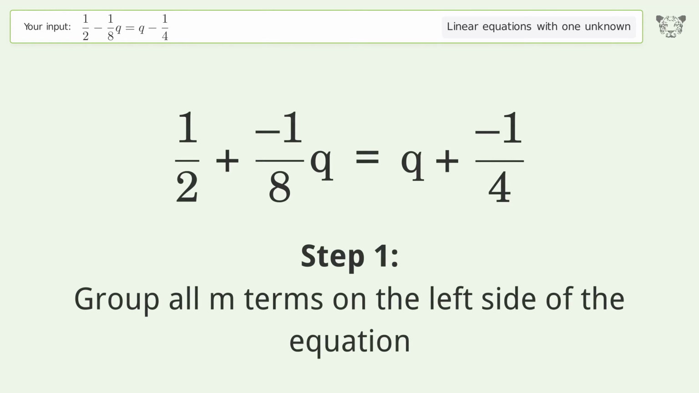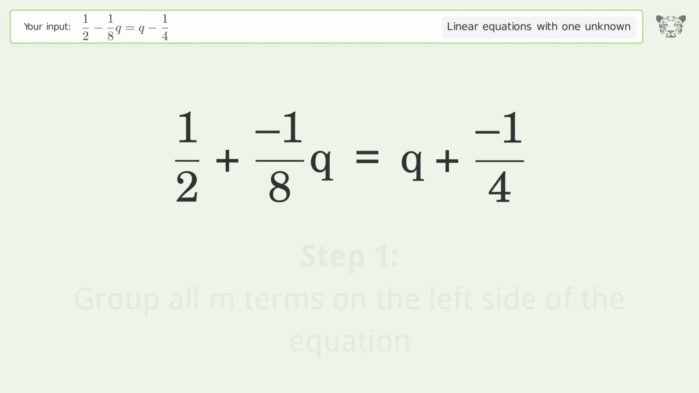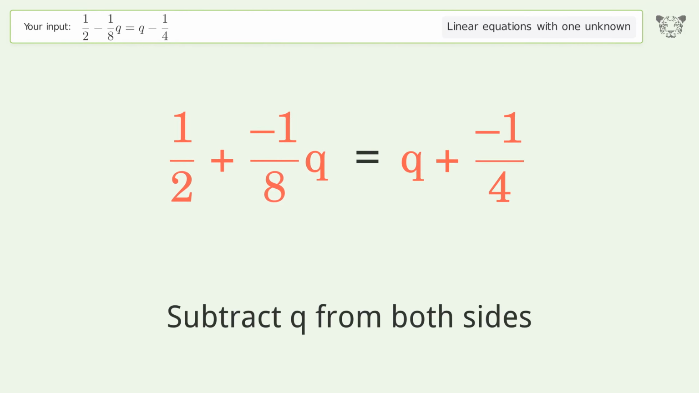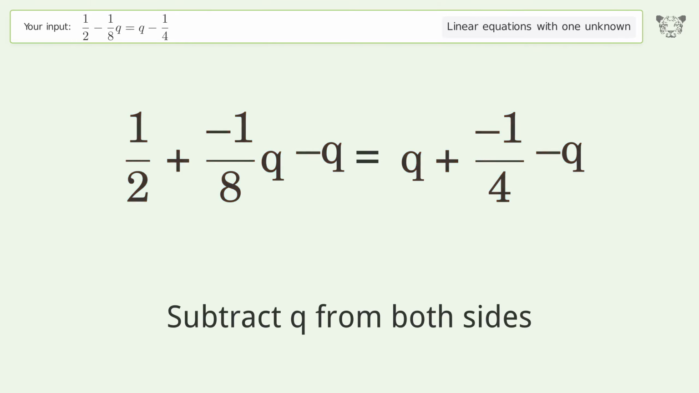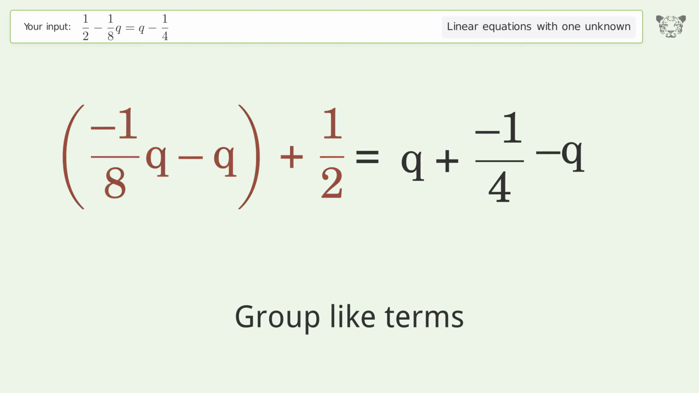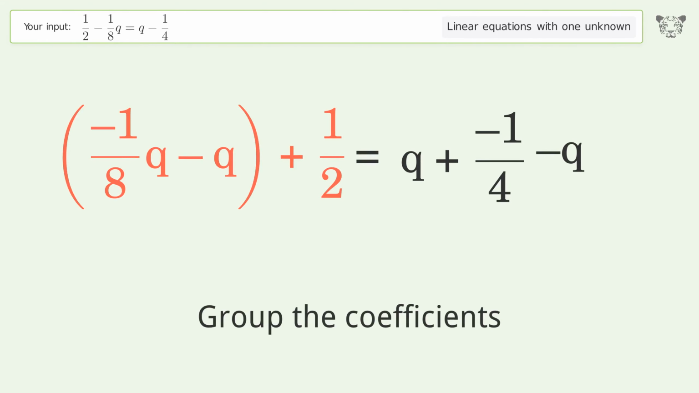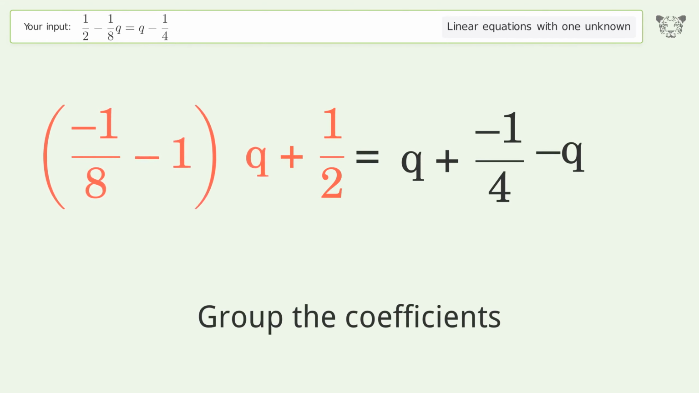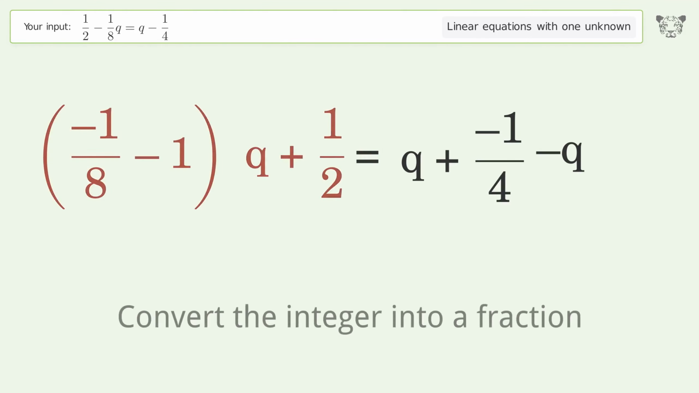Group all m terms on the left side of the equation. Subtract q from both sides. Group like terms. Group the coefficients. Convert the integer into a fraction.